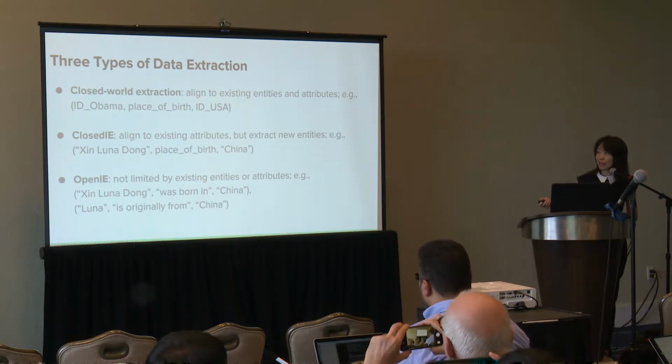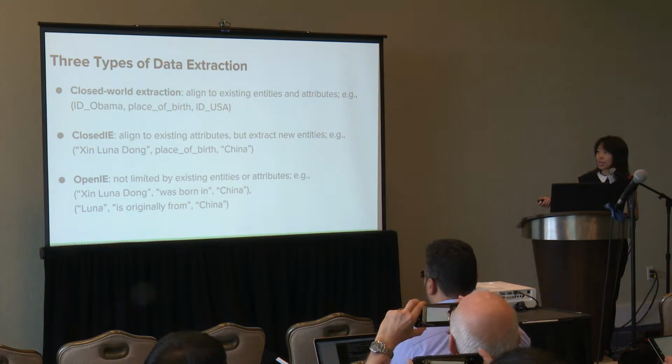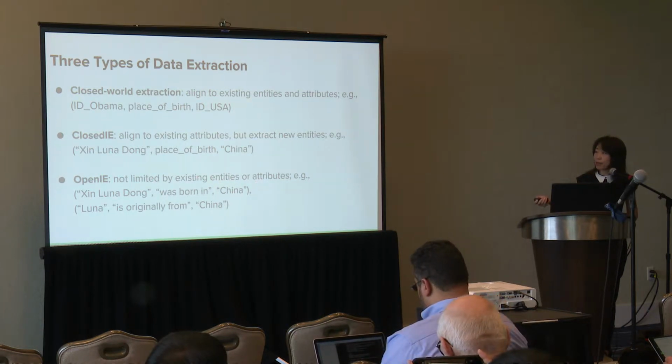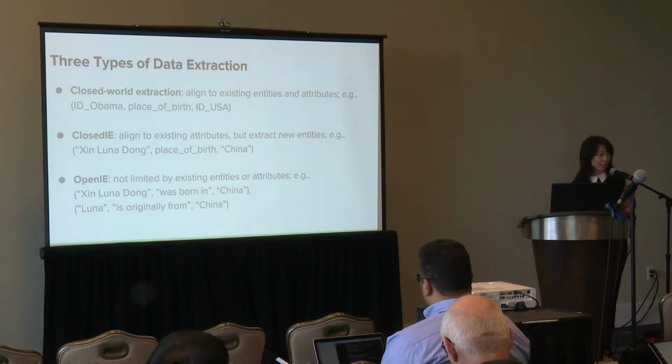And the third type is OpenIE. This time, not only are we not limited to existing entities, but we are also open to the attributes. For example, we have "was born in" and "is originally from", and they actually express the same meaning, but we just use the text from the data sources. This allows us to get a lot of new relationships.